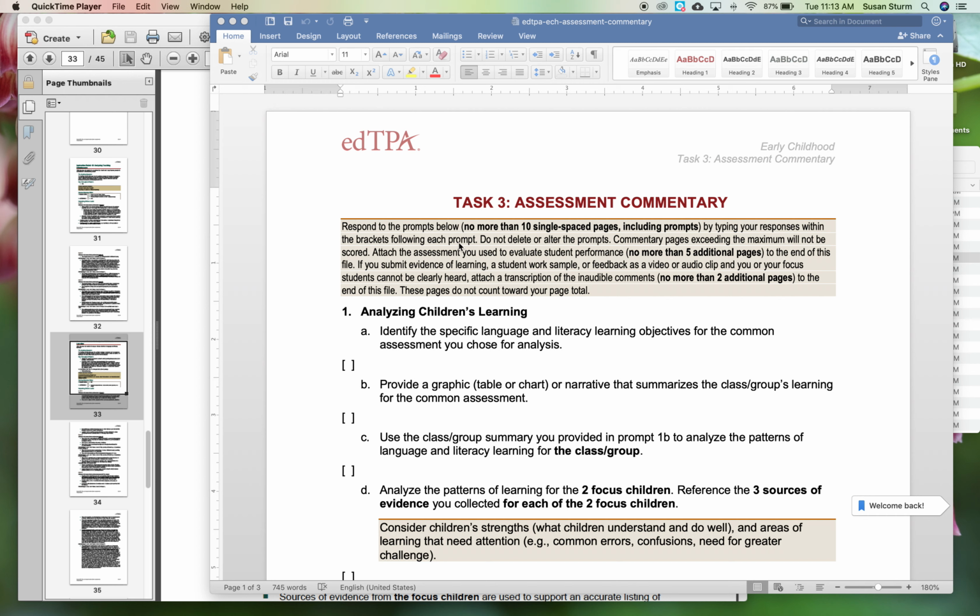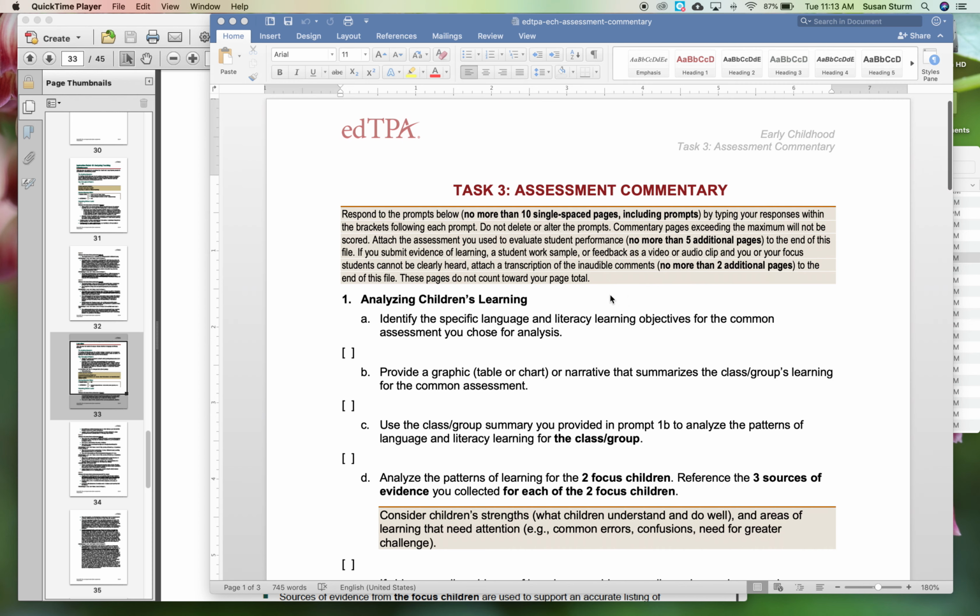It says respond to the prompts below, no more than 10 pages, by typing your responses in the brackets. Don't delete the prompts. You can't exceed 10 pages or they won't score it. You can attach the assessment. You should attach the assessment that you use to evaluate your students' performance, but it can't be more than 5 pages, to the end of this file. So at the end of this file, they actually want you to include the assessment. So that goes at the bottom of your commentary, which is a little bit confusing.